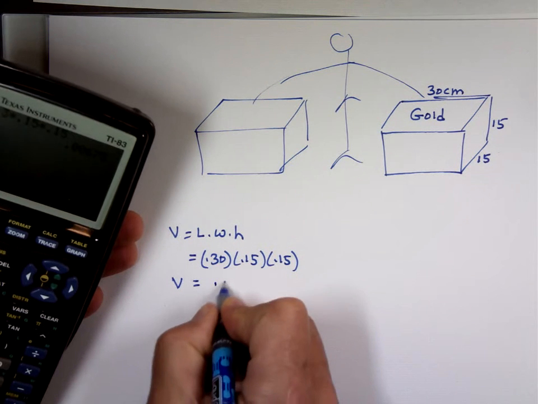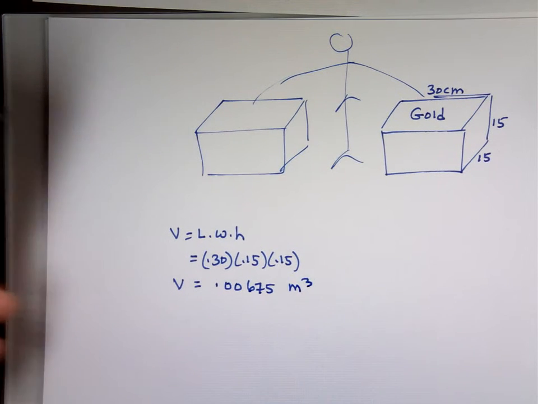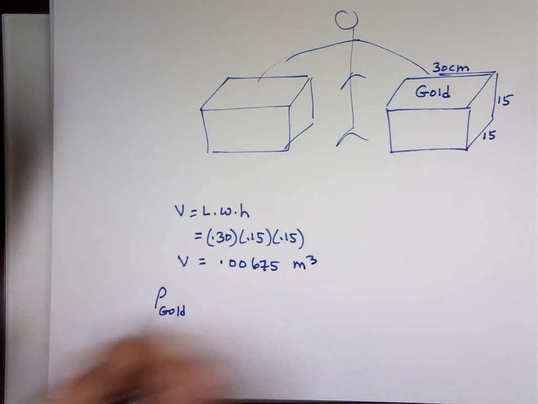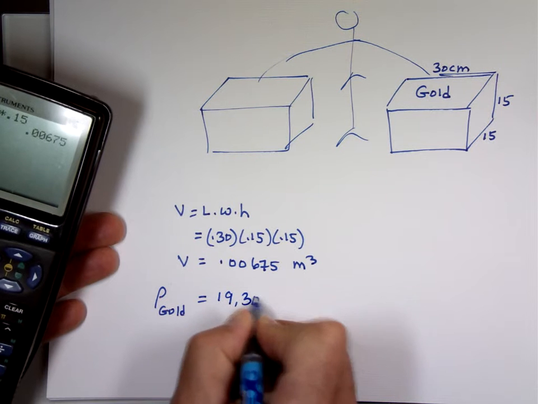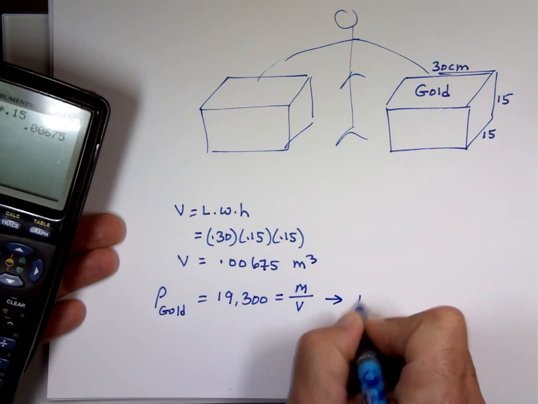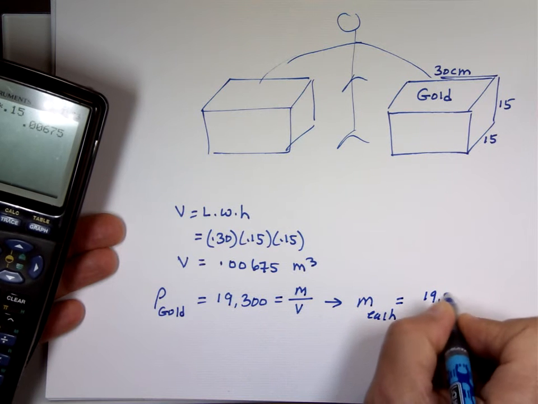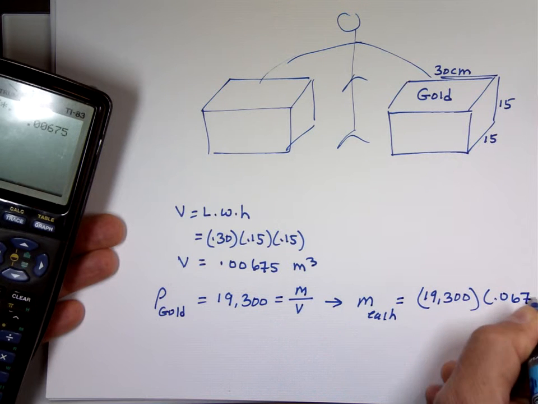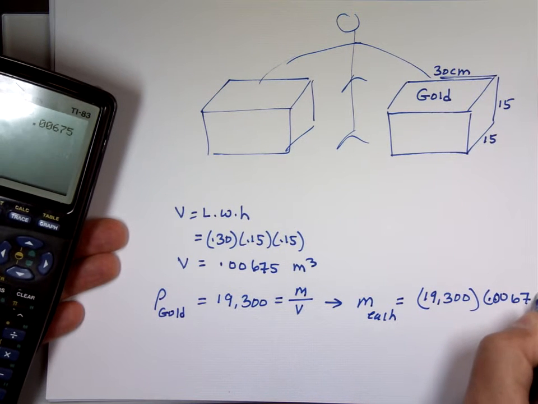It's 0.00675 cubic meters. Rho for gold, I look at the chart, we just looked at it. For gold, rho is 19,300, which equals the mass over the volume. So the mass of each one of these bricks is going to be 19,300 times the volume, which is 0.00675.